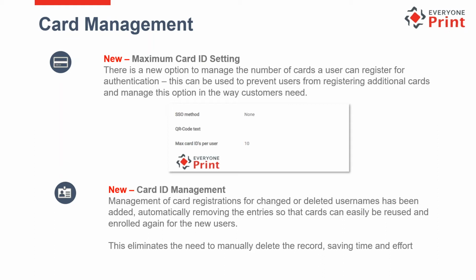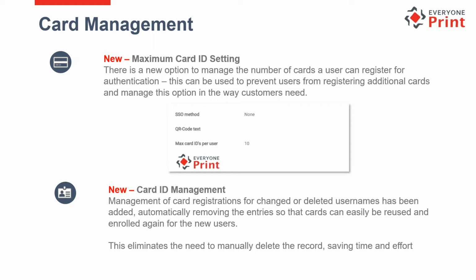The other area on card management is, it seems like a fairly minor change, but it's one that comes up quite commonly. It's the ability to manage automatically cards and card registrations for changed or deleted usernames. So for instance, if a user gets married and changes their name, the card ID would be associated to an orphan user record, because the user record would have been updated from Mrs. Smith to Mrs. Jones in the LDAP or Active Directory or user authentication system, and that card ID would be registered to a username that no longer exists within HCP.